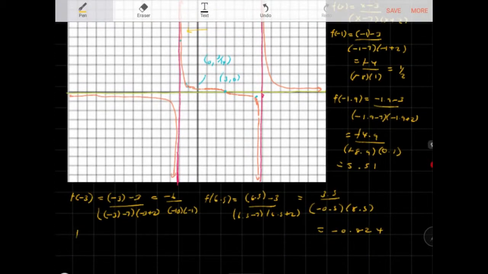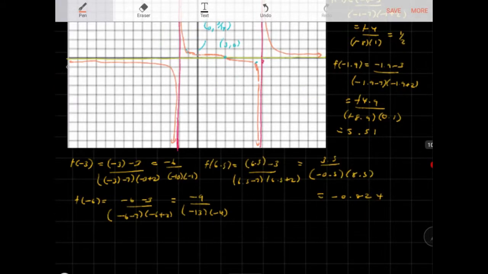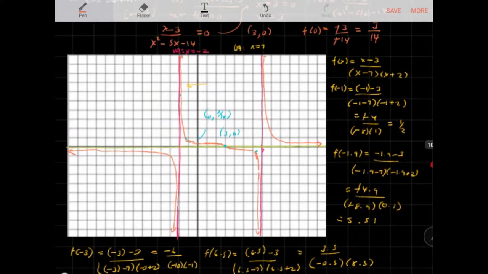So it's somewhat irregular, right? Like I can do another point like negative 6 here. If I plug in negative 6, you get negative 6 minus 3, negative 6 minus 7, negative 6 plus 2, which is negative 9, negative 13, negative 4. So you're going to see that's a very small and smaller negative. So that's why it's a very irregular sketch. So that's what we're going to be seeing there.